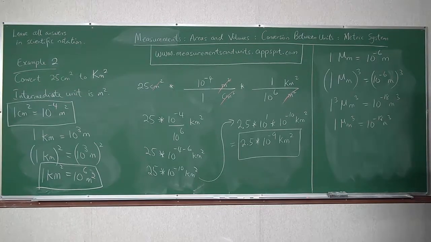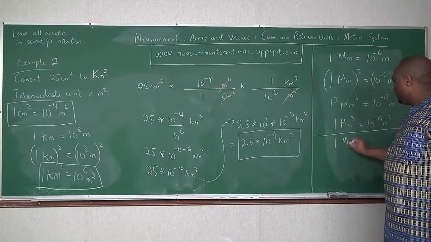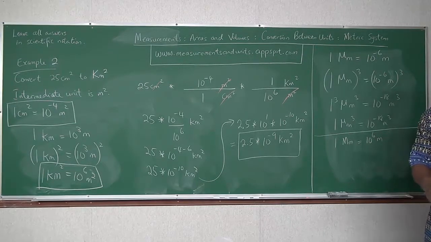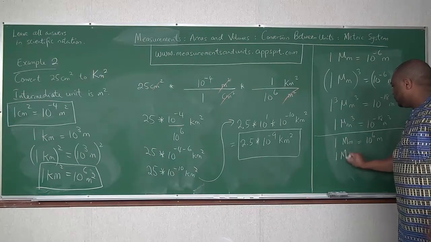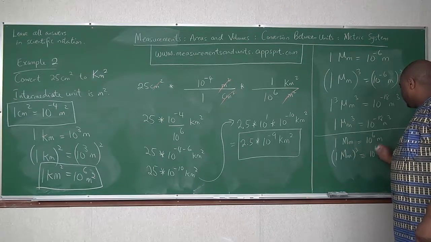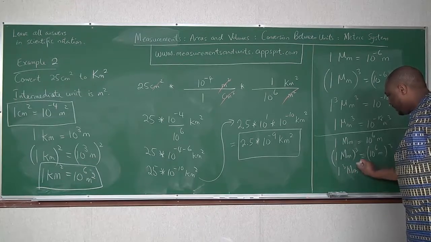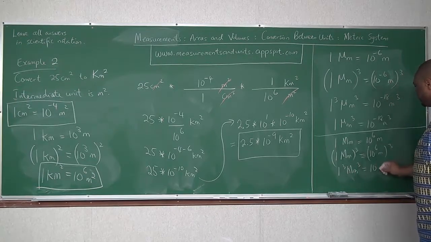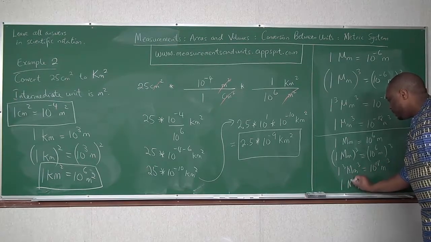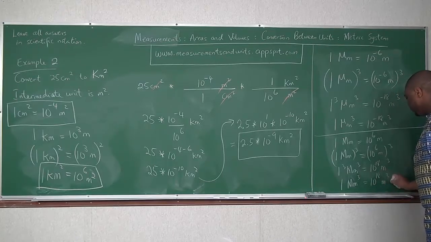And if we talked about mega, if you want to find mega, a megameter is 10 to the power 6 meters. So just cube both sides. 1 megameter all cubed is 10 to the 6 meters all cubed. So 1 cubed megameter cubed is 10 to the 6 times 3, which is 18, meter cubed. 1 cubed is 1. So 1 megameter cubed is 10 to the 18 meter cubed. And that's it.